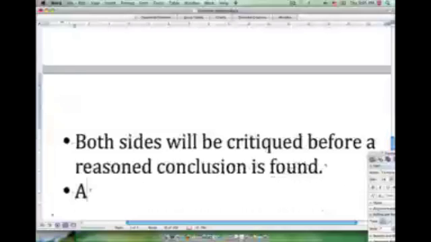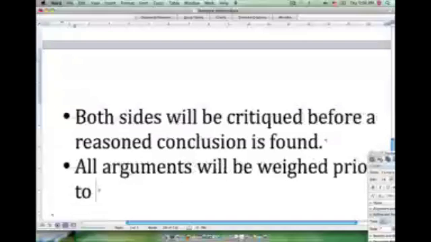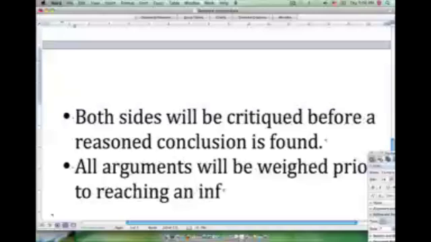Or maybe we could do something like, all arguments will be weighed prior to reaching an informed conclusion.